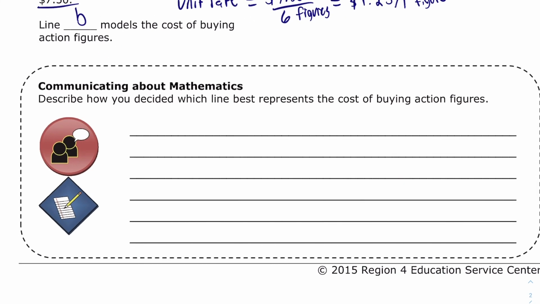Okay, I need you to answer this in your journal. How did we determine which line represented the cost of buying the action figures? Let's just summarize. How do we figure out which line went to which situation?